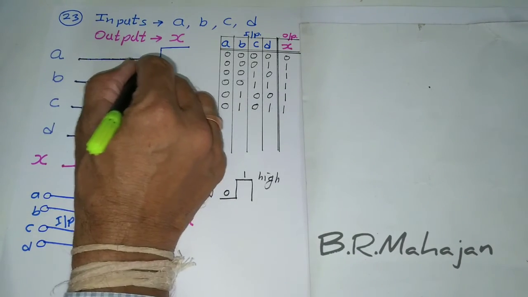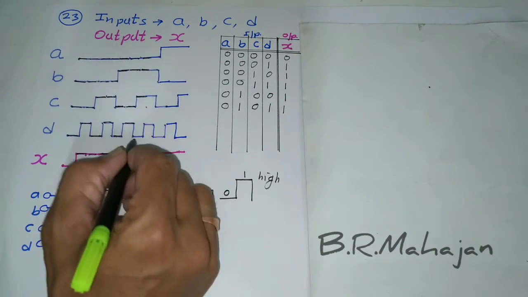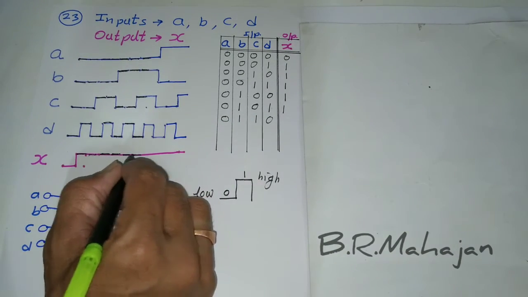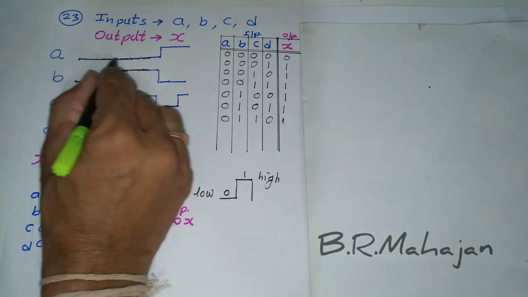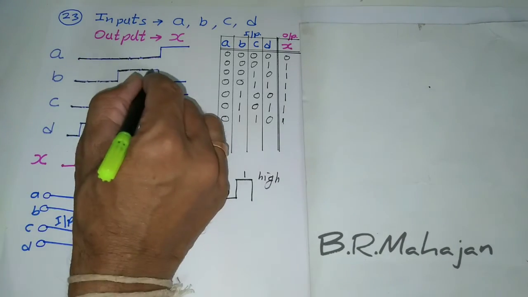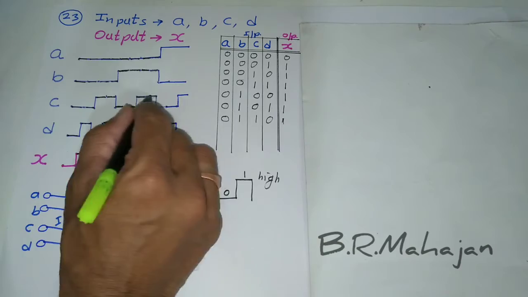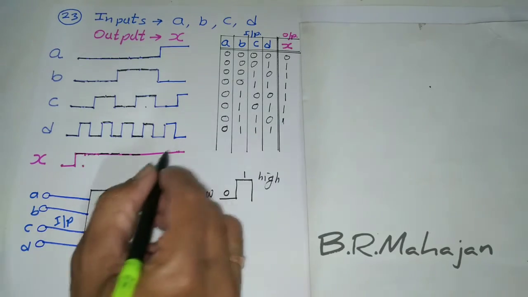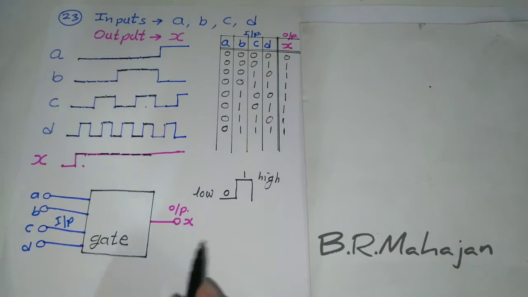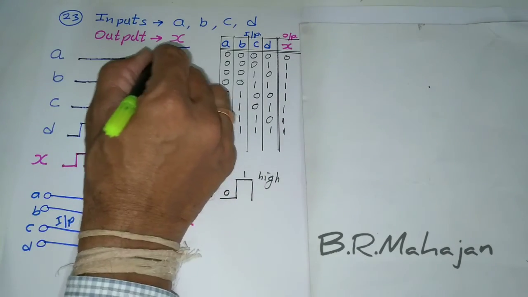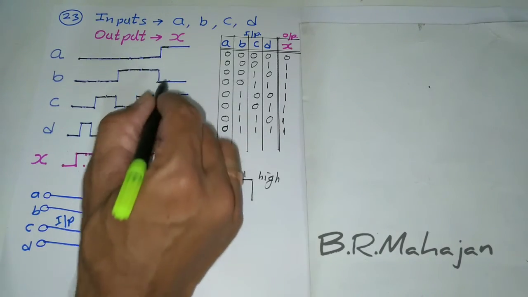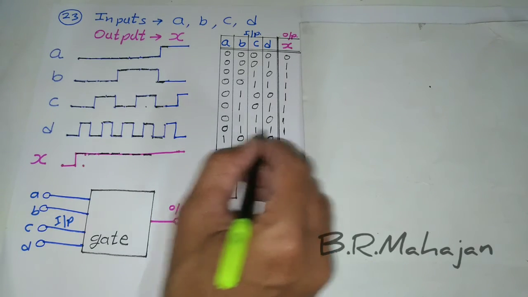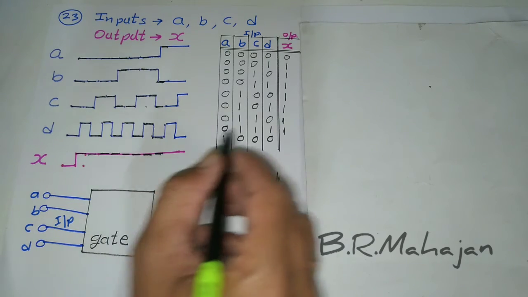Checking in this fashion, now it is 0, 1, 1, 0, and the output is still 1. Next one: A is still 0, but B is up, therefore A 0, B 1, and C is also up, so 0, 1, 1, and the output is 1. What next now? Now A becomes 1, B is 0, C is 0 at lower level, D is 0, and the output is still 1.